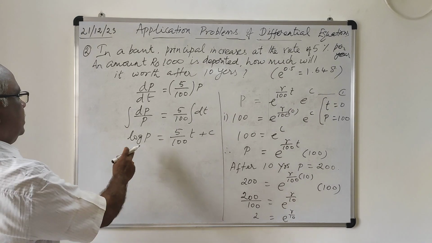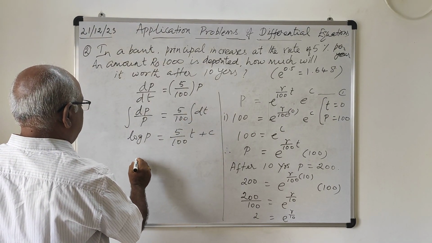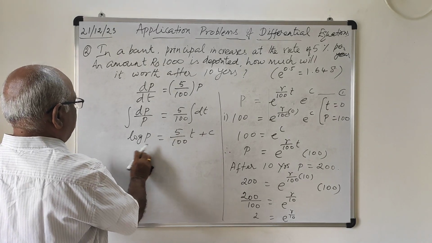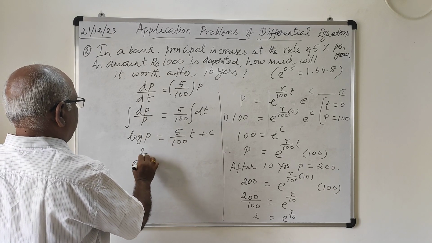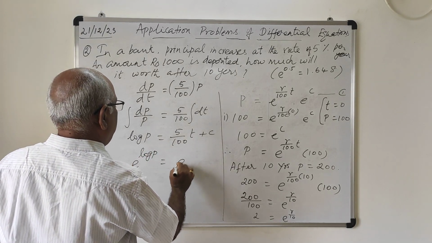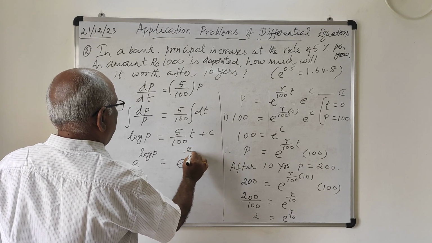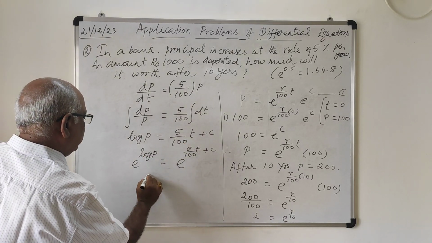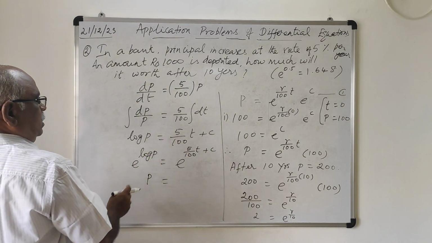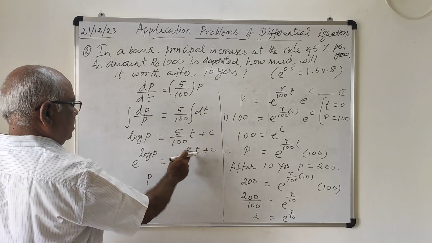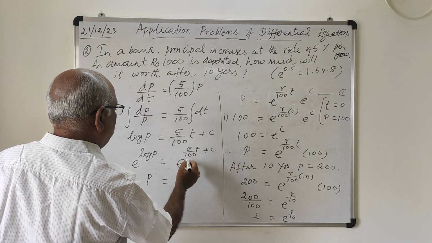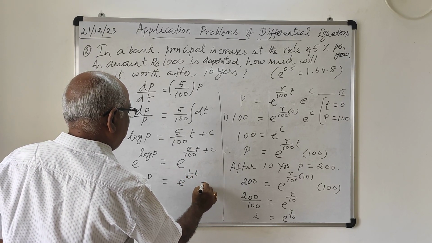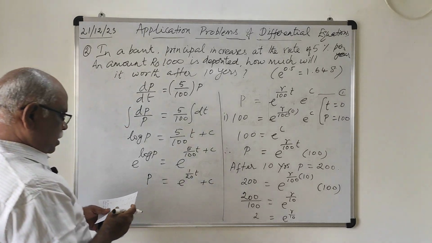So raising the power as in the previous problem, e power log P equal to e power 5 by 100 t plus c. 5 by 100 you can write as 1 by 20. E power log cancels as reciprocal functions, so P equal to e power 1 by 20 into t plus c.